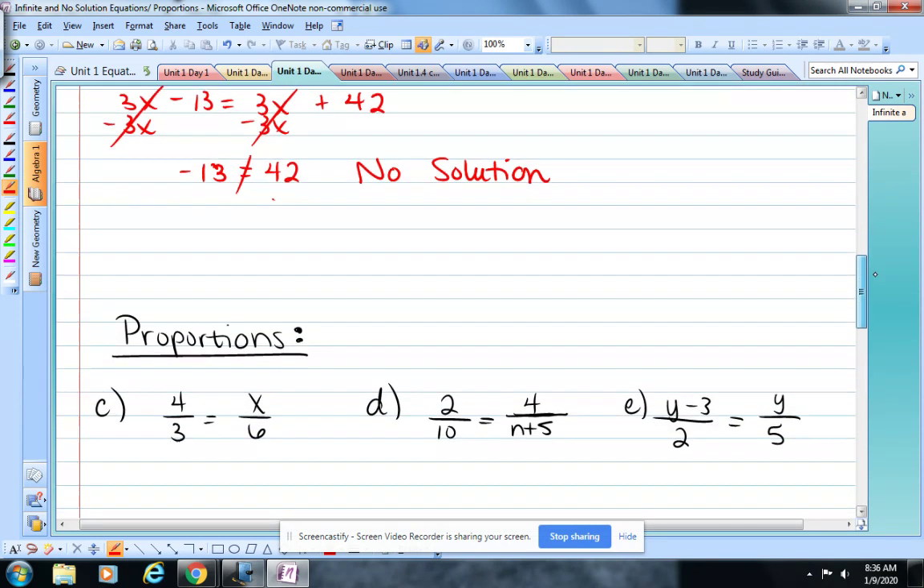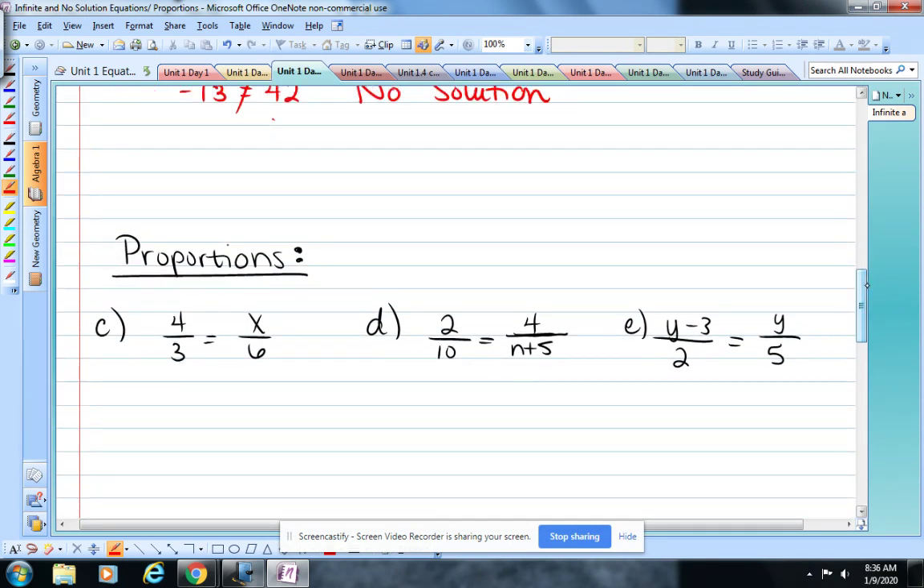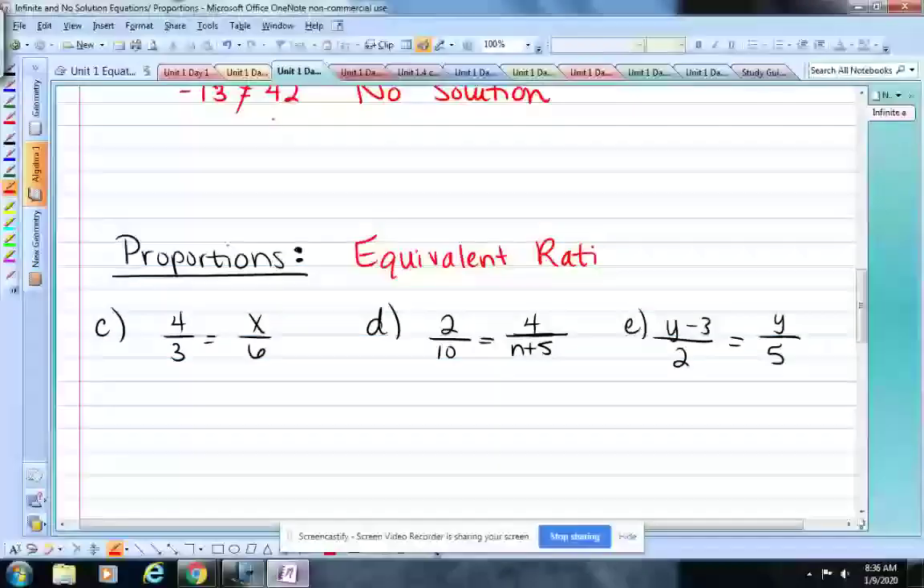One last thing that we got to learn about, a special kind of equations. Proportions. All right, so proportions is another word for saying equivalent ratios.